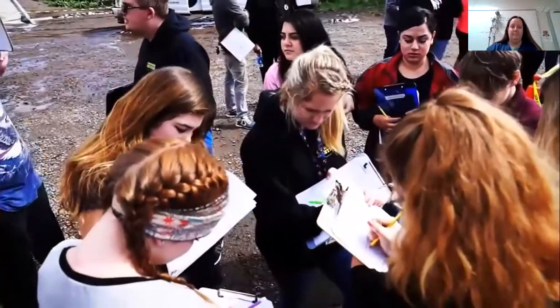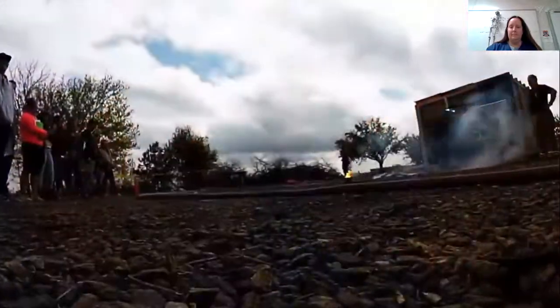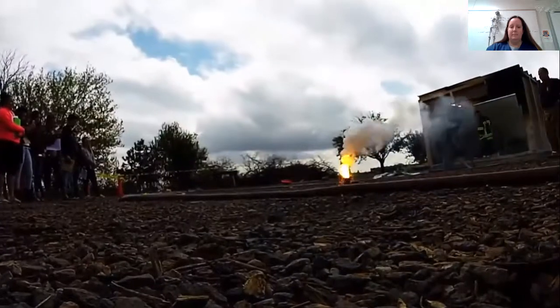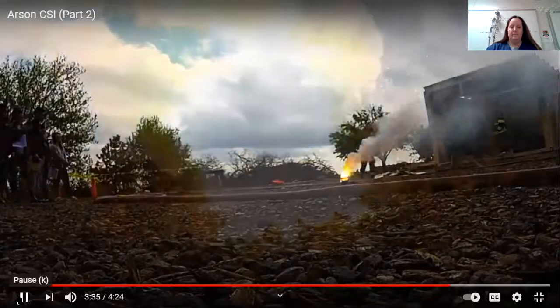The students get a last bit of real-world learning before the day is done, as a thermite mixture, sometimes used by arsonists, is ignited to the tune of 2,200 degrees.